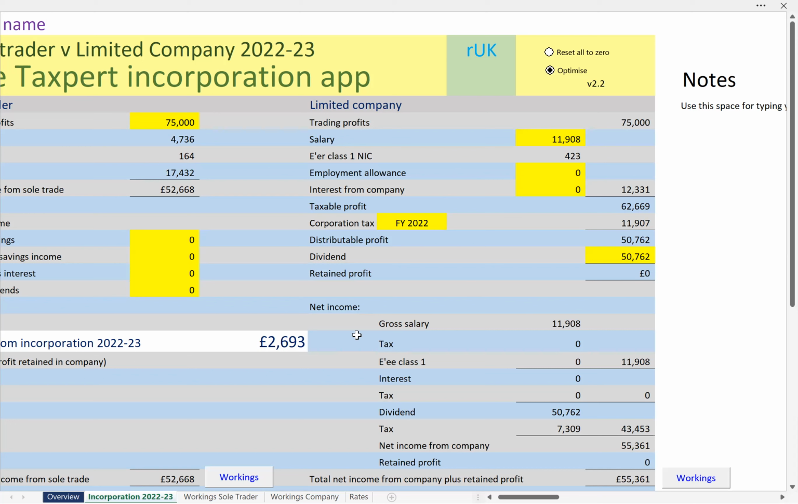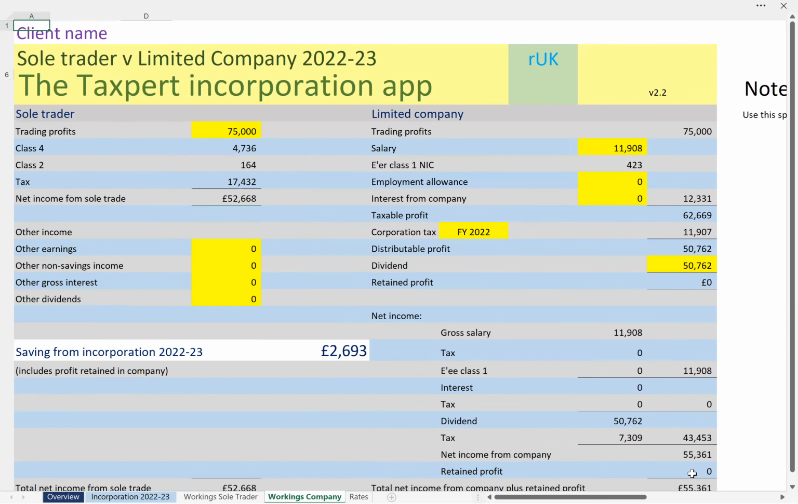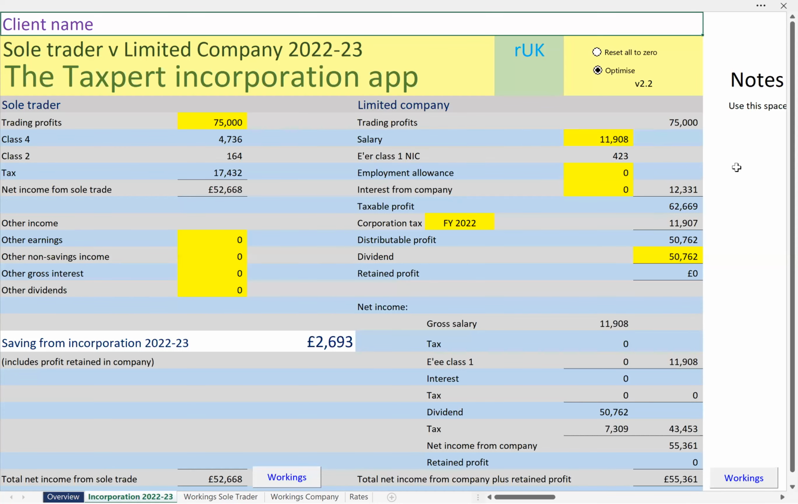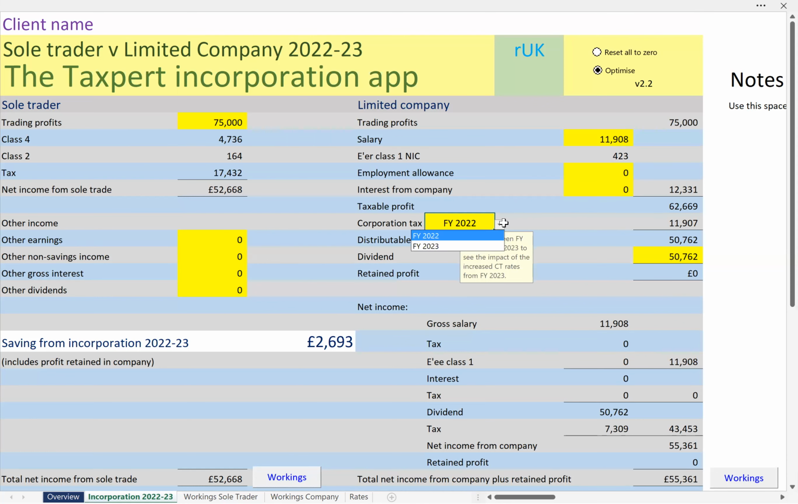Oh, by the way, there's a workings schedule. If I click onto workings, it takes me to the calculation for the company, and that you can drill down and see all the different workings from that. If I go back to the main calculator, then, oh, and actually, because I like showing you these things, toggle that to FY 2023, it's only 1743 in that situation. But what I'm going to do now is put in that interest again of 6,000.